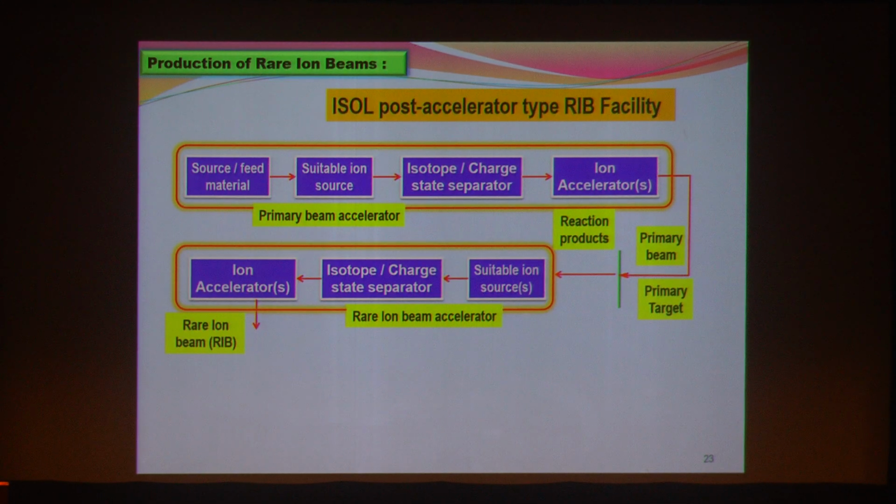So this is what an ideal post-accelerator type of RIB facility looks like. You have a source material, a suitable ion source, an isotope separator, and an ion accelerator. This is the primary accelerator, and this is the secondary accelerator. Now in this method, the energy of the beam is very low, so generally you have post-accelerators for this type of facility.